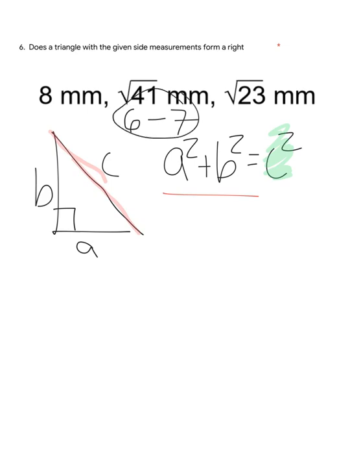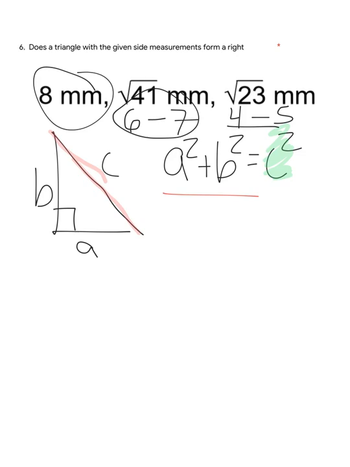So 41 is in between 36 and 49, and therefore the square root of 41 has to be a number in between 6 and 7. And the same logic here, the square root of 23: 23 is in between 16 and 25, which are 4 squared and 5 squared, so it has to be in between 4 and 5. So we're just using quick math to get our answer. We know 8 has to be C, it's the longest side, without even finding the exact measurements for the square root of 41 and the square root of 23. So now we'll plug that in.